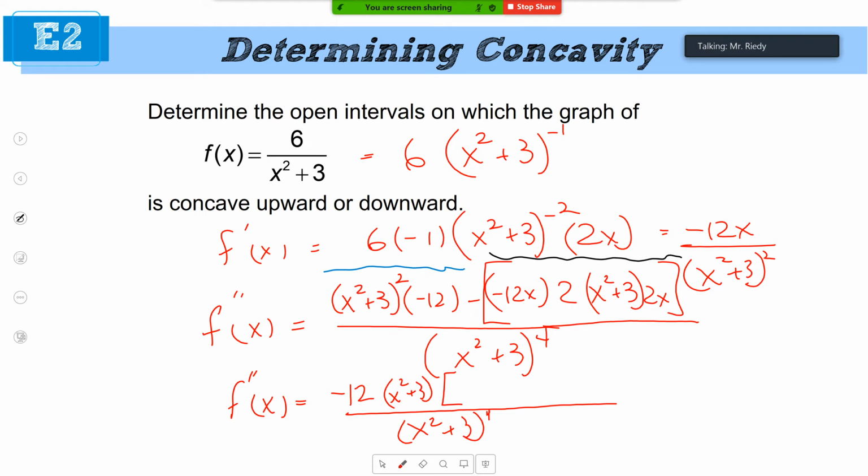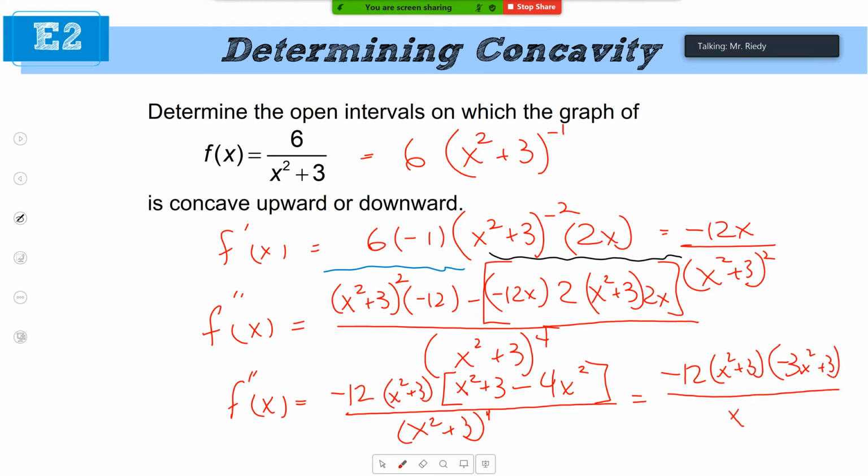When I pull negative 12 times x squared plus 3 out of the blue term, I'm left with an x squared plus 3. Minus. When I pull a negative 12 and an x squared plus 3 out of the black term, I'm left with, it appears, 4x squared. Which would then give me negative 12 times x squared plus 3 times negative 3x squared plus 3 all over x squared plus 3 to the fourth power.